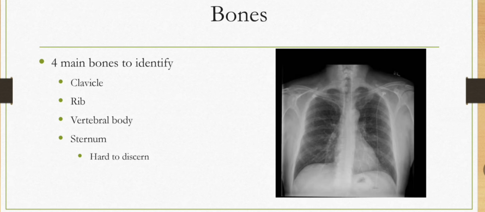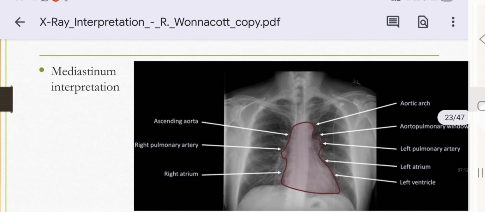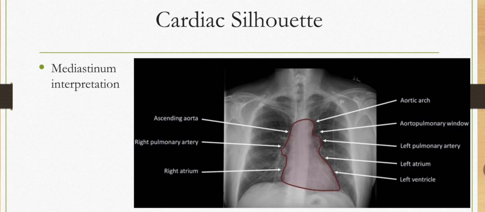Bones. Four main bones to identify: clavicle, ribs, vertebral body, and sternum. Cardiac silhouette and mediastinal interpretation: ascending aorta, right pulmonary artery, right atrium, aortic arch, aortopulmonary window, left pulmonary artery, left atrium, and left ventricle.